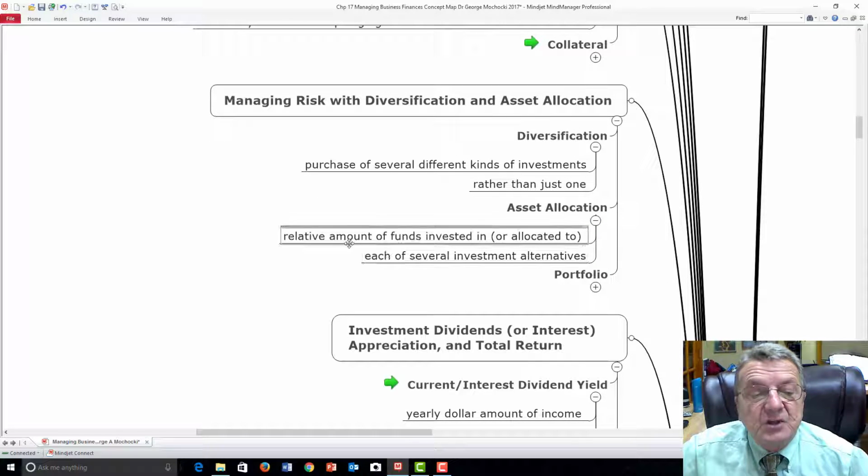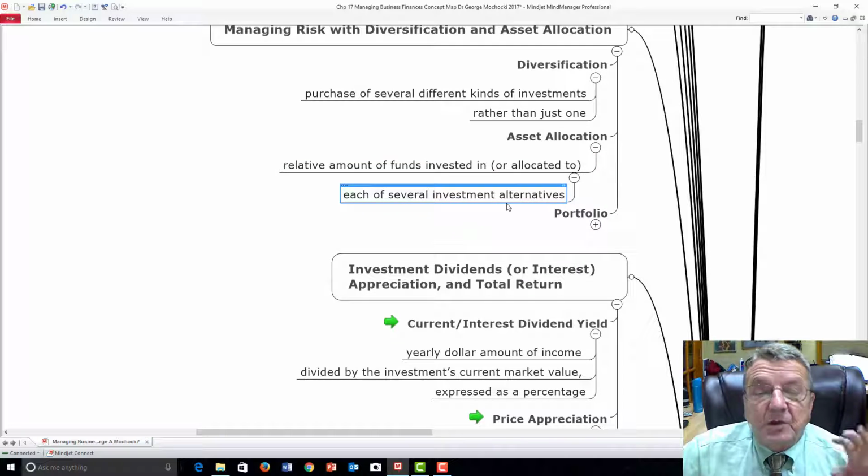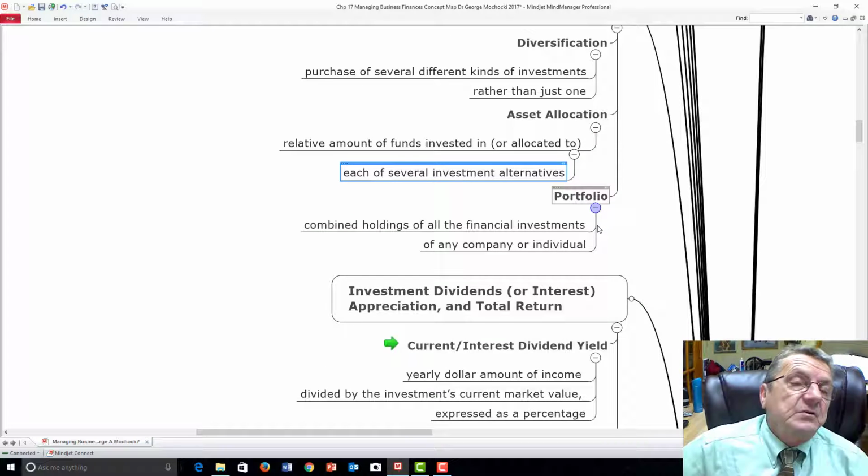Asset allocation: the relative amount of funds invested or allocated to each of several investment alternatives. Portfolio: your portfolio should be diversified.